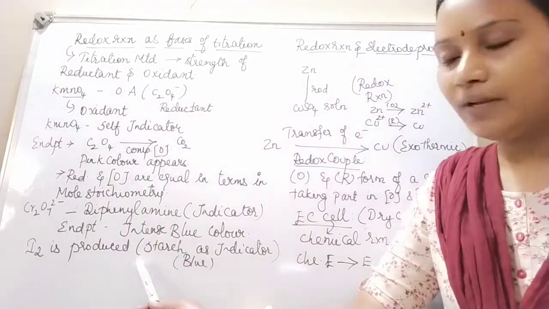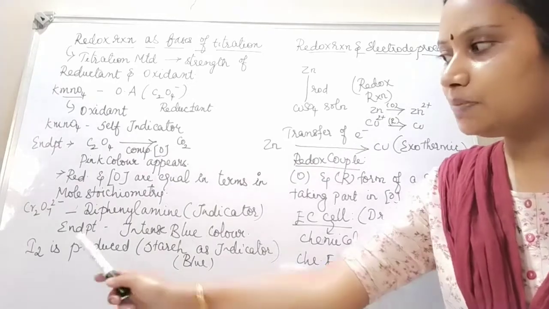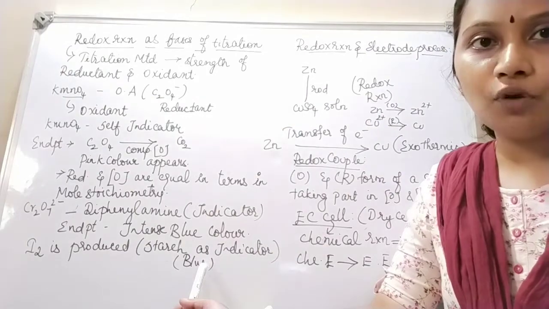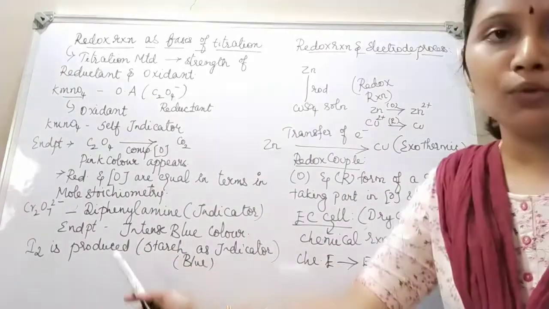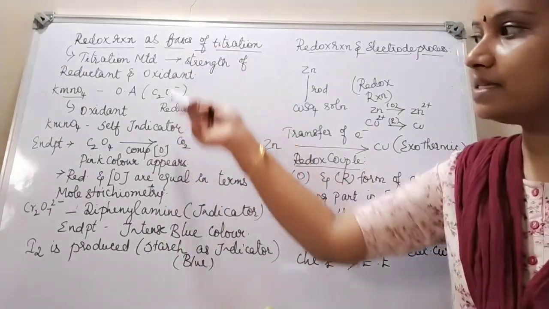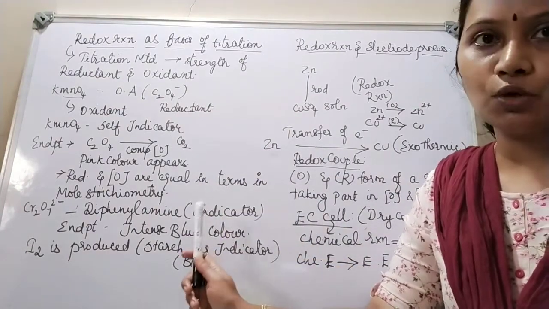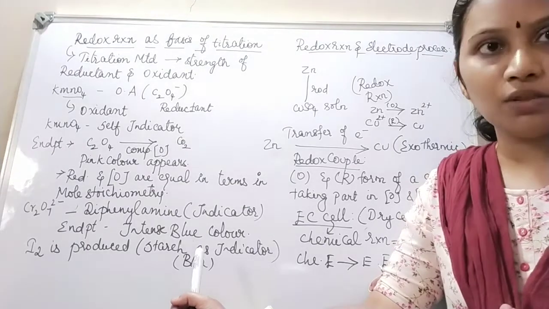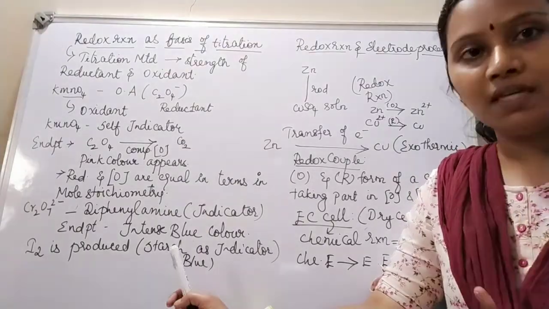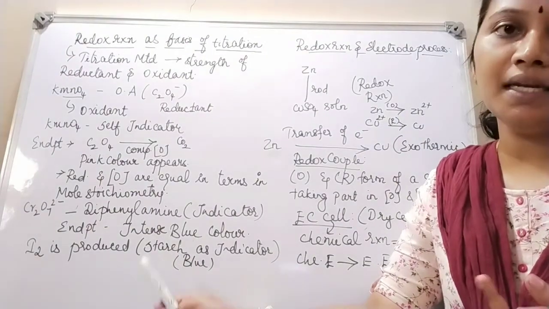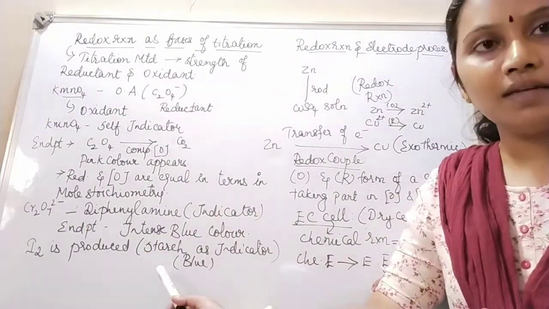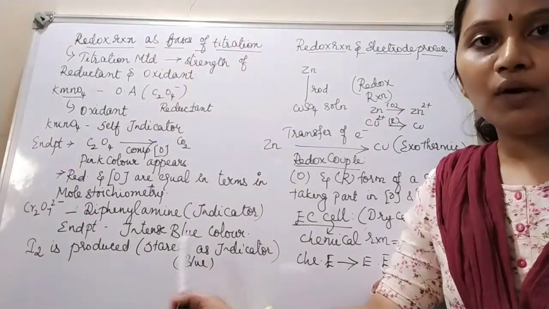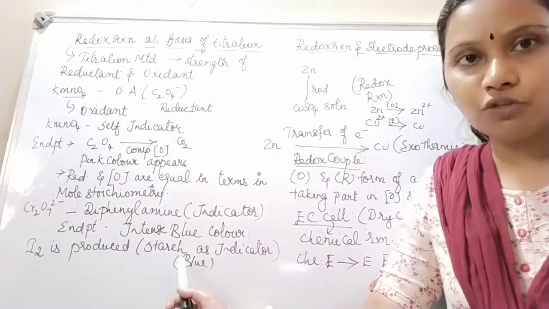In the third type of reaction, where iodine is produced, I can use starch as an indicator. So upon the formation of blue color, I will know that iodine is produced. So this is nothing but redox reaction as a basis of titration. How is redox reaction used in titration to determine the strength of oxidant and reductant? We have seen three examples: titration of potassium permanganate, titration of dichromate, and the reaction where iodine is produced. There starch can be used as an indicator, and the end point will be the formation of blue color.